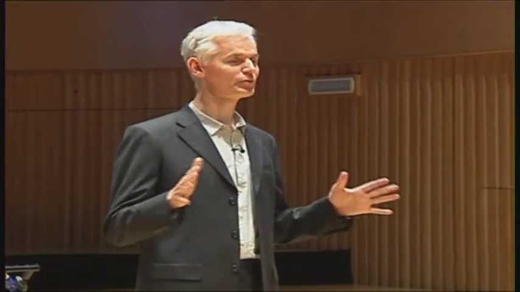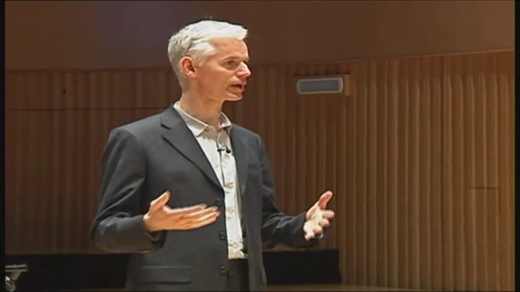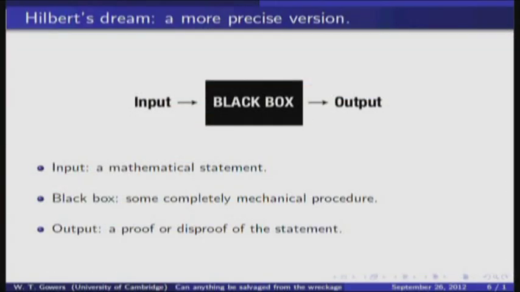But so what was Hilbert's dream then? More precisely, what you want is, nowadays actually we can describe it in a way that Hilbert couldn't. We can just say, because we've got computers, we can think of a mechanical procedure as just something that you can program a computer to do. So in terms of computers, the black box that I've put there, one can think of as a computer.